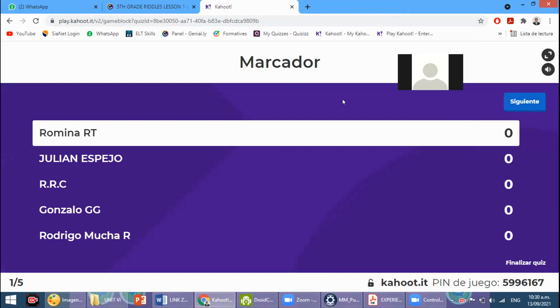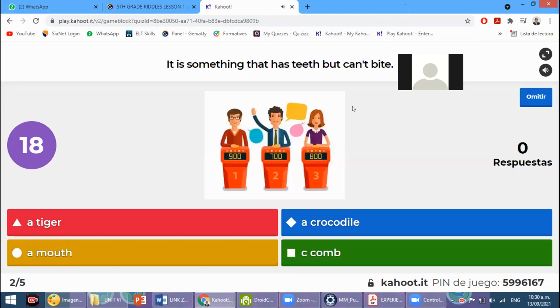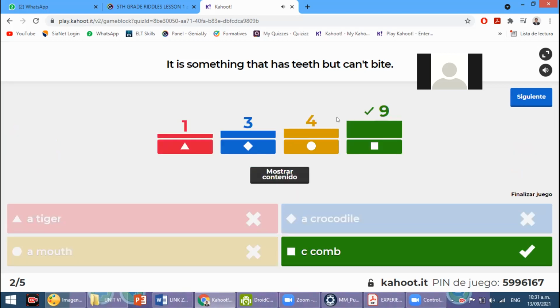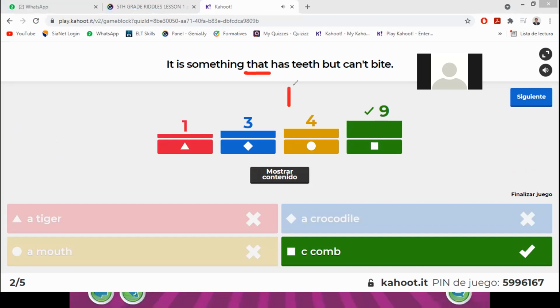It's something that has teeth but can't bite. Very good. See, something that has teeth but can't bite. It's a comb. You see the comb? Yeah, let's see the next.